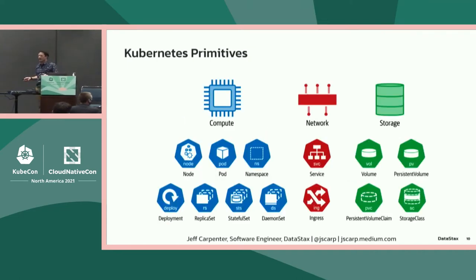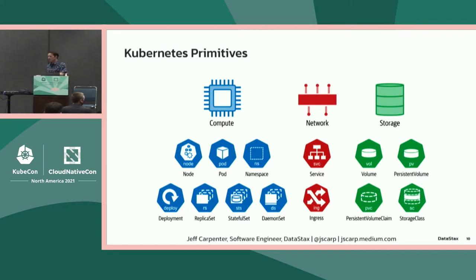Okay, so let's look at what Kubernetes gives us and break it down, organize the Kubernetes primitives in terms of compute, network, and storage. So we have these primitives for running pods on worker nodes. We have replica sets and deployments that we can use to run multiple copies of things. We have now stateful sets that Kubernetes gives us to run stateful workloads.